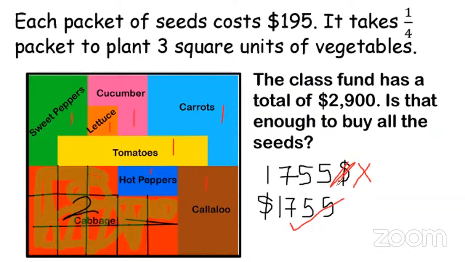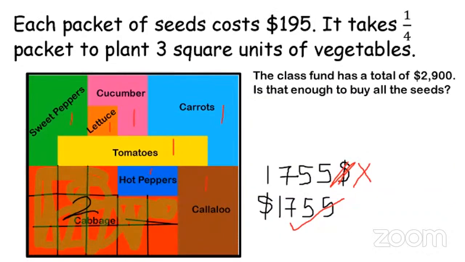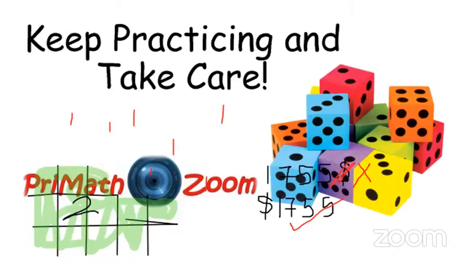All right, guys. So we are at the end of the session. In fact, let me go ahead and clear what we have here. All right, so we're at the end of the session. I hope, all right, so our answer is there. Yes, $2,900 is enough. All right, oh no. Oh yes. All right, so I need to clear this. So we're at the end of the session.